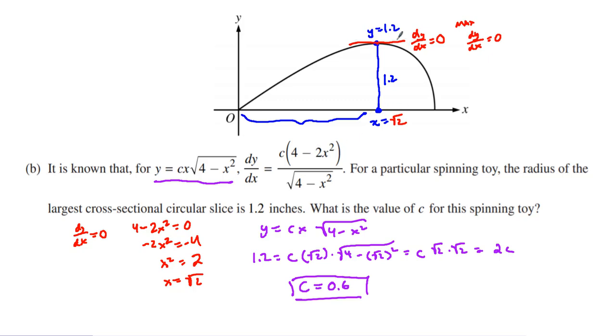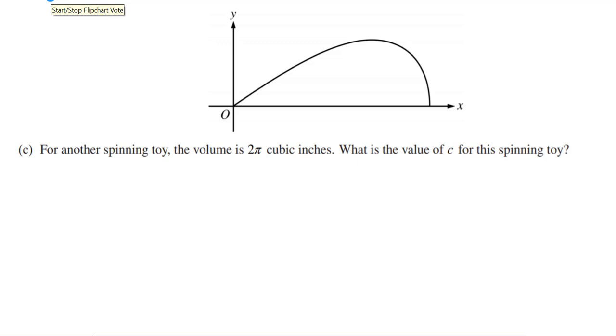One thing, we had to understand that this was a maximum value, that this y value was 1.2. That's critical to it. We know, no pun intended, the critical point, the max, is when the derivative is equal to 0, we set that numerator equal to 0, and we solved. Really cool part B.